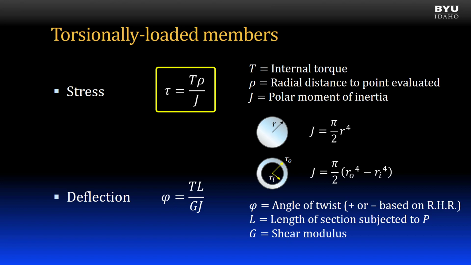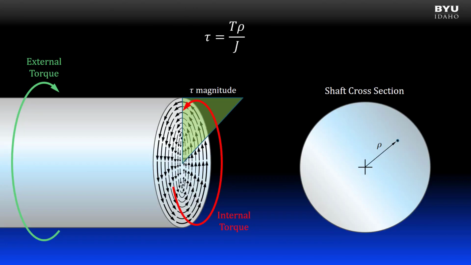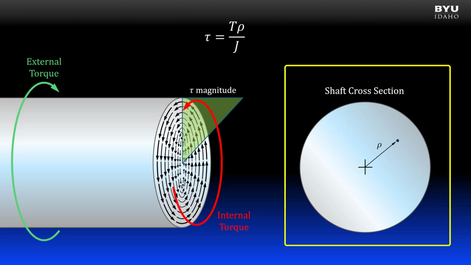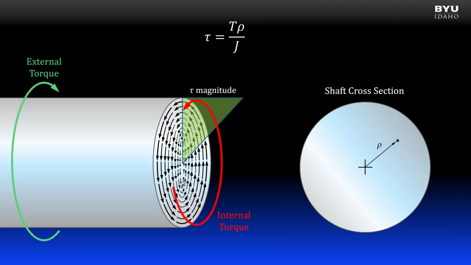The stress is caused by an internal torque. That is what T represents in the shear equation. The Greek letter rho is the radial distance to the point where stress is being evaluated. We can see a representation of rho in the figure on the right. It is measured from the centroid of the cross-section to the point of interest at which we are evaluating stress. So rho is a distance between 0 and the outside radius of the shaft cross-section.